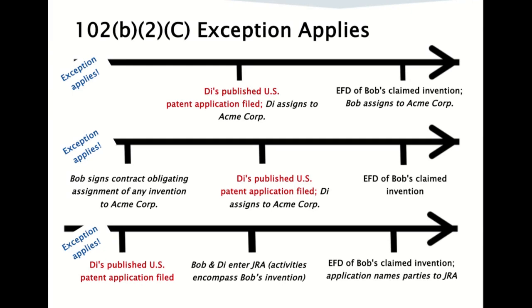Bob's contractual obligation to assign may have occurred at any time up to the effective filing date of Bob's claimed invention. In the third timeline, Bob is a party to a JRA with D, who is named as a party to the JRA in his application. His claimed invention is a result of activities within the scope of the JRA. Thus, the exception applies. The subject matter of D's application need not have been within the scope of the joint research agreement. The joint research agreement may have been entered into as late as the effective filing date of Bob's claimed invention.